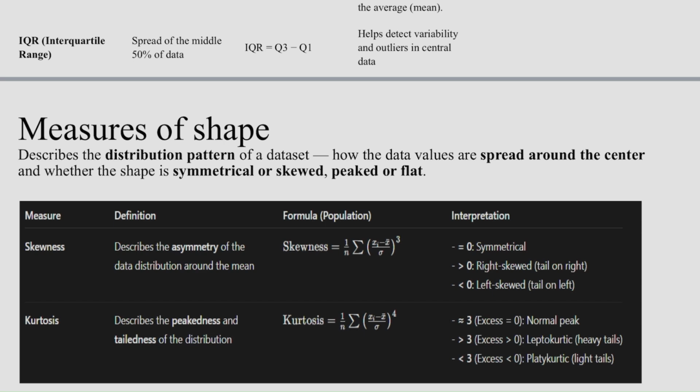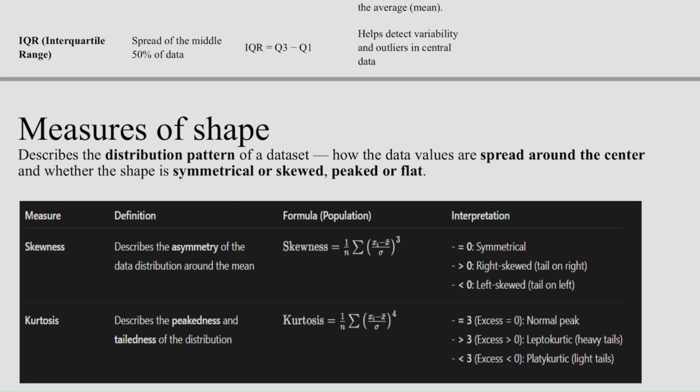In this measure of shape there are two measures, that is skewness and kurtosis. Skewness tells about the asymmetry of the data distribution around the mean, meaning is the data right skewed or left skewed, that is, does it have a tail on the right or left? When we see it graphically, you will understand what I'm trying to say. And whether the data has peakedness and tailedness in the distribution is described by a measure called kurtosis.